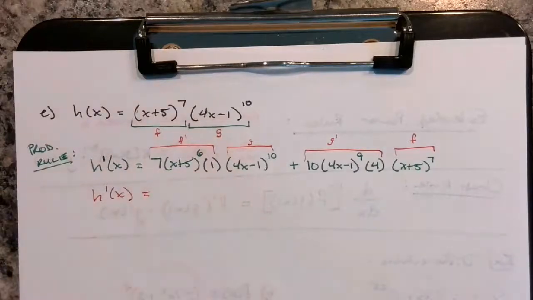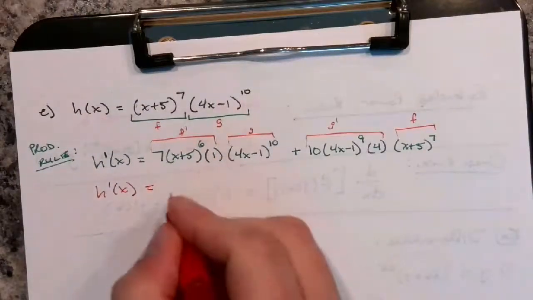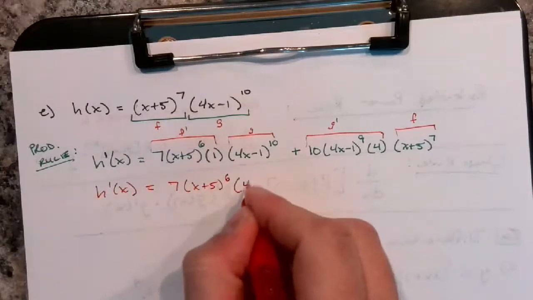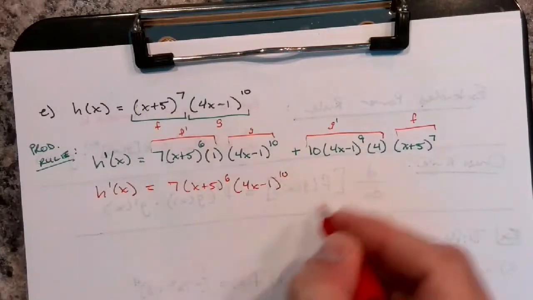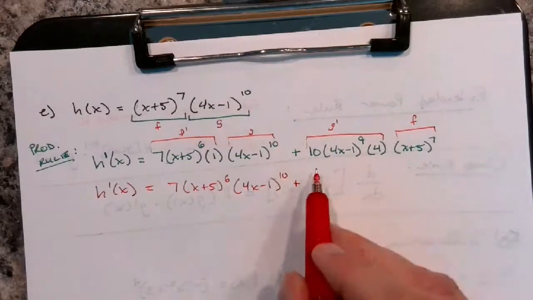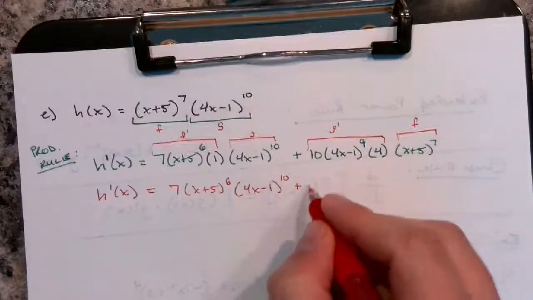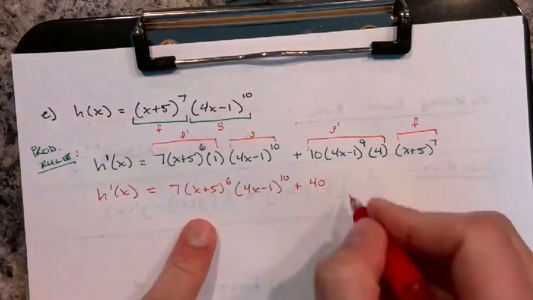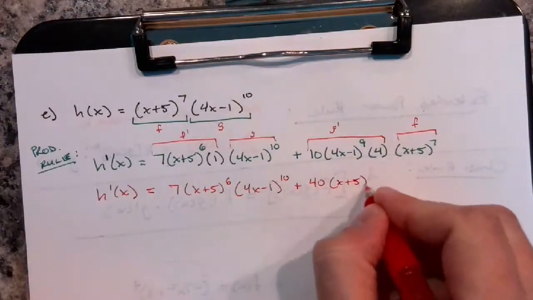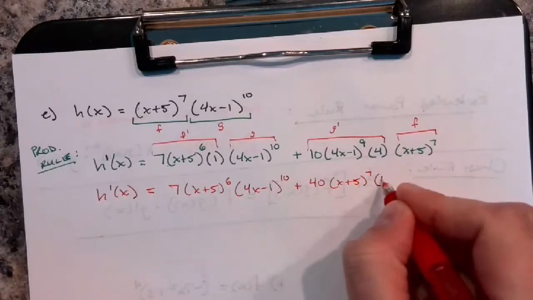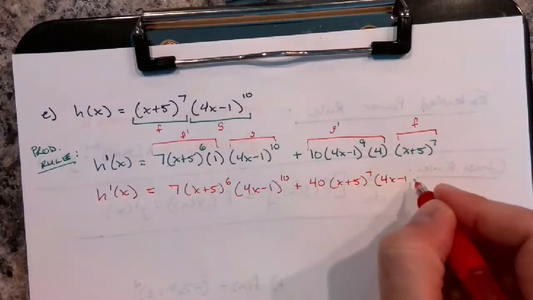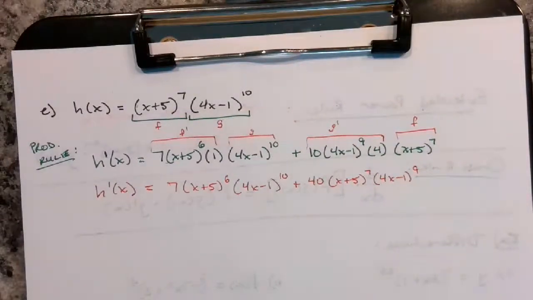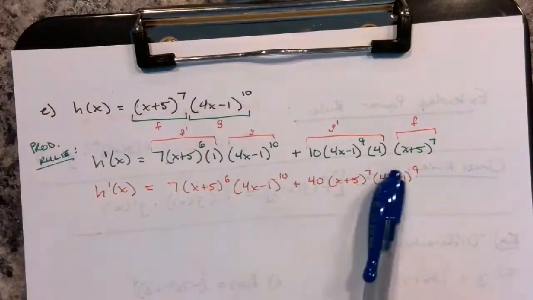It's just simplified down. 7 times 1 is 7, so you have 7 times (x plus 5) to the 6th times (4x minus 1) to the 10th. Plus here, you've got 10 times 4, so that'll be 40. And then maybe I'll write it in the same order of the factors I had it before. So I'm going to write (x plus 5) to the 7th times (4x minus 1) to the 9th. And, you know, this isn't exactly simplified completely.